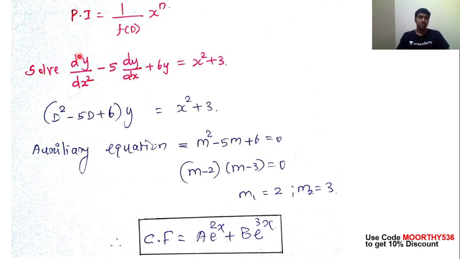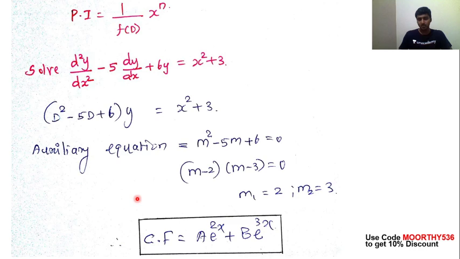Solve the equation d square y divided by dx square minus 5 dy divided by dx plus 6y is equal to x square plus 3. Solve means we have to identify the complete solution for the given differential equation. The complete solution comprises two categories: one is the complementary function, the other is the particular integral. The complementary function is the solution to the LHS of the given differential equation, and the solution to the RHS is the particular integral.